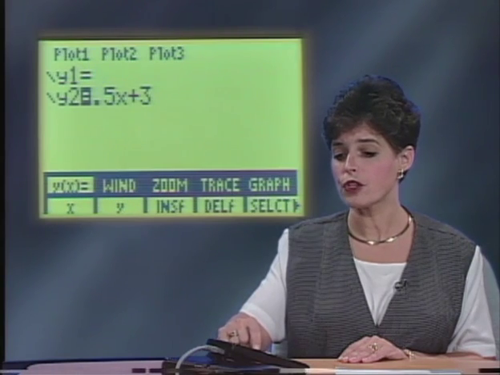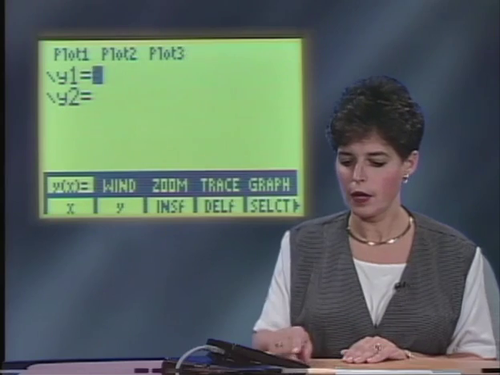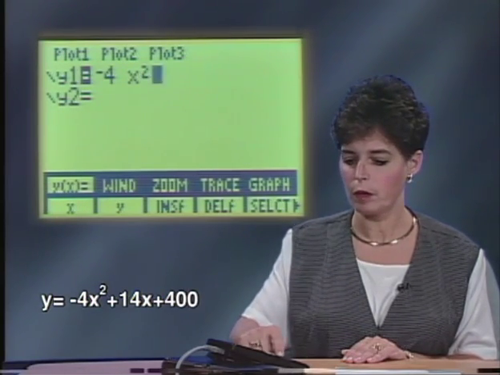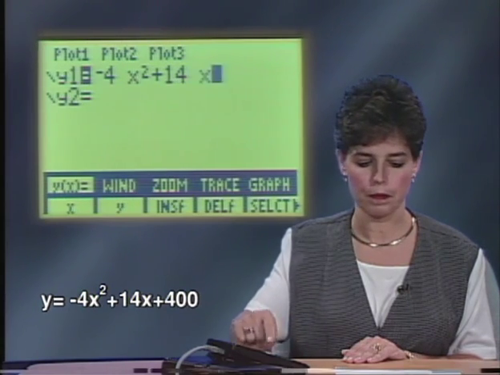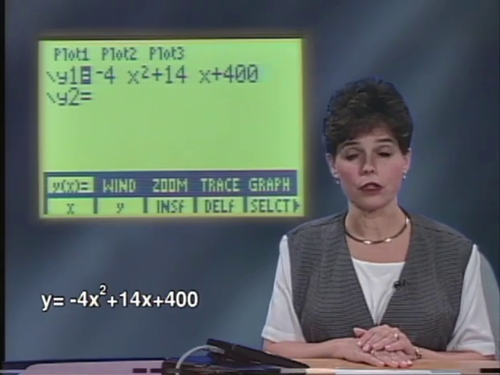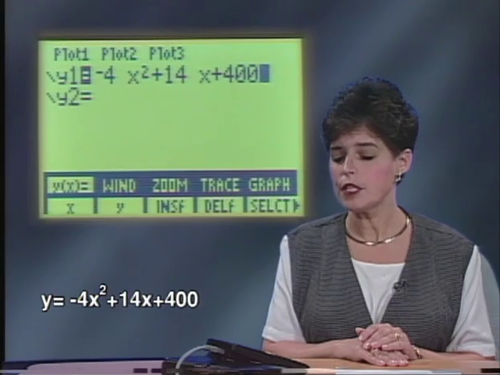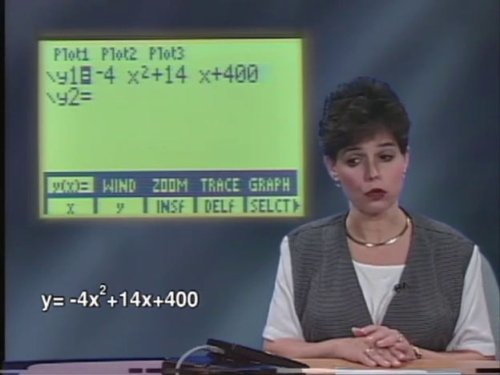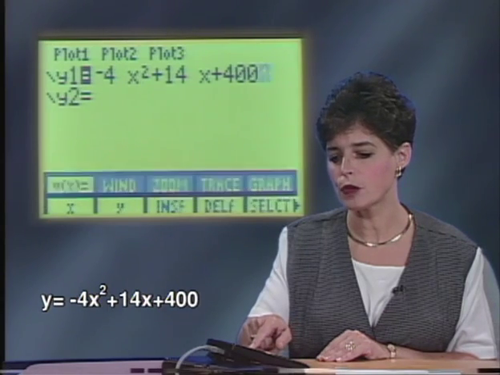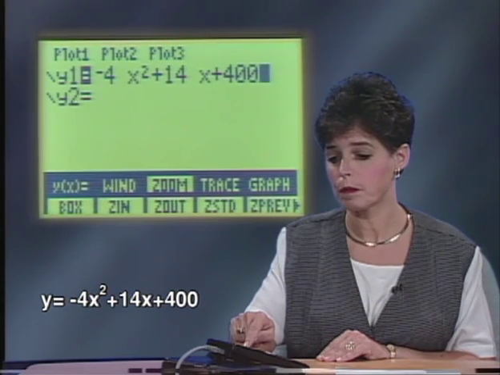Clear both of the functions that are there, and we're going to enter another function. Negative 4x squared plus 14x plus 400. Now this function has some larger values than we have been using in our other functions, but let's see what happens if we do a zoom standard. So I'm going to go second F3 to get zoom, then F4 to get zoom standard.